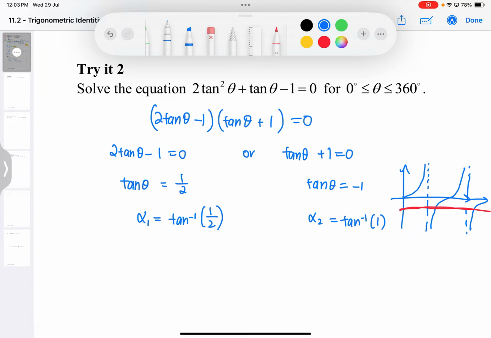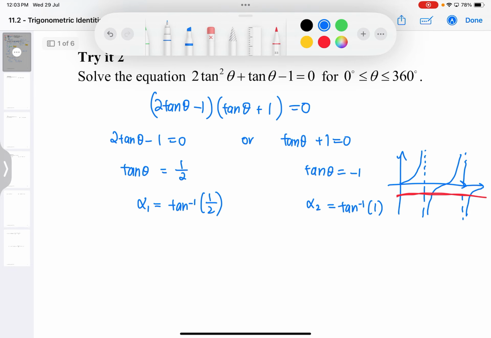Okay, so let's do alpha 1 first. Tangent inverse half will give us what? What's the special angle?